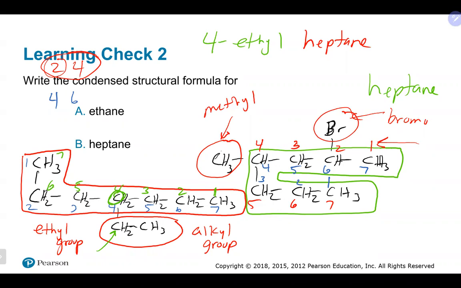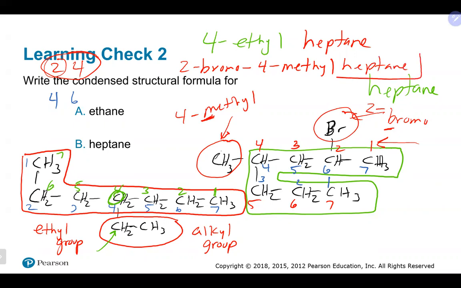Now that we have it, that basically means this is going to be 2-bromo because that's the carbon where it's at. This is going to be 4-methyl because that's the carbon where it's at. And now we're ready to put this together in alphabetical order, regardless of number, which means B comes before M. So B before M. Putting all those together, that gives me 2-bromo-4-methyl. And the last part of the name is heptane.